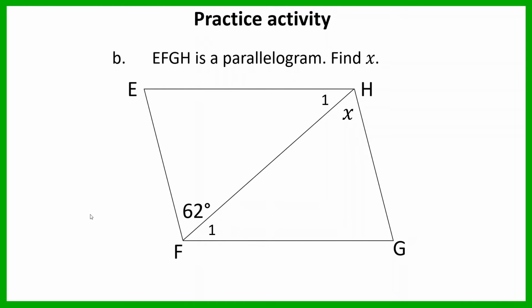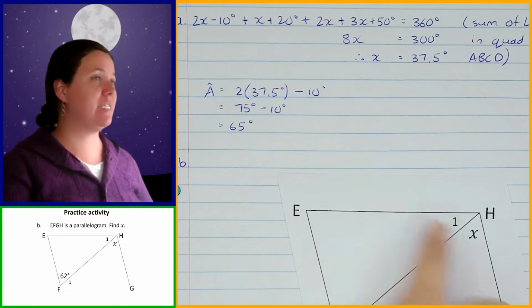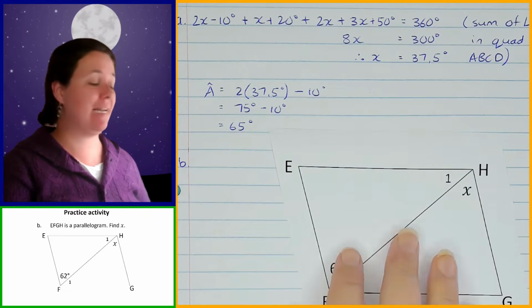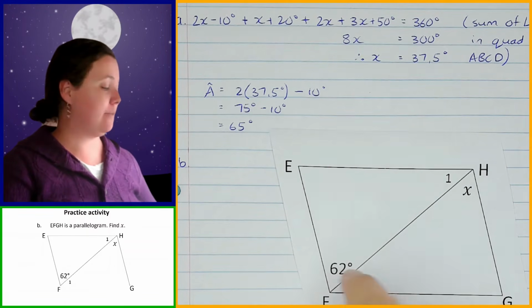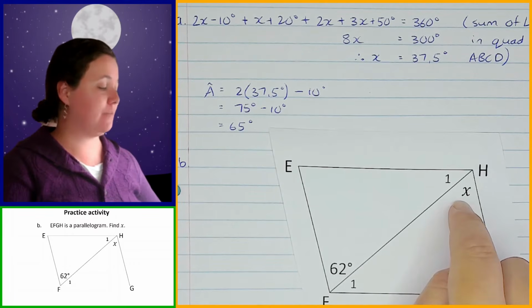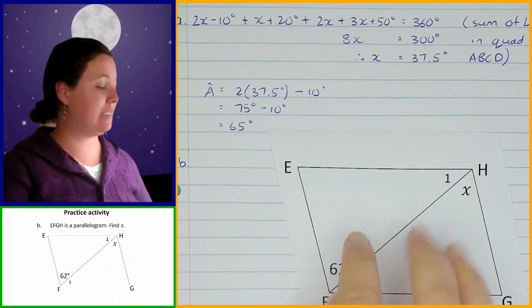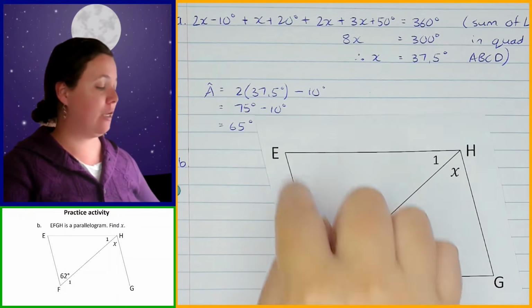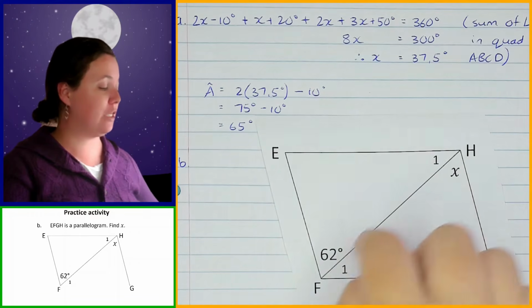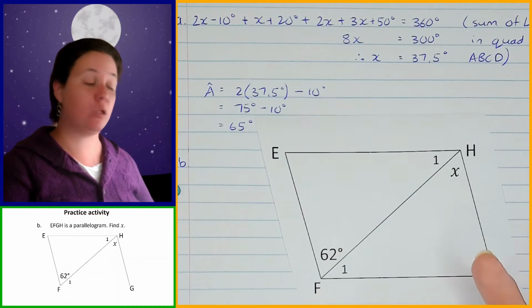Okay, so let's go and see how you should have done this question. First of all, they told us that this is a parallelogram, which means that it has the properties of a parallelogram. So I need to work out what x is. If you look at the information you've got over here, this is 62 degrees. Now if these two lines are parallel, then you can use the fact these are alternate angles, and alternate angles with parallel lines are equal to each other.